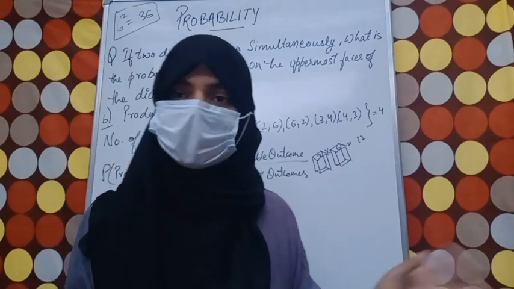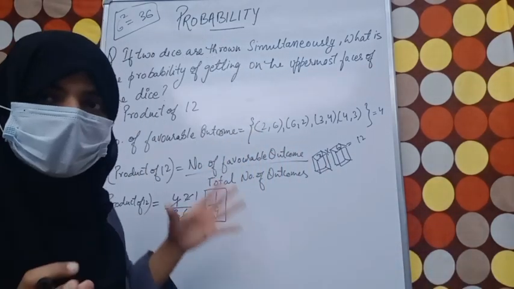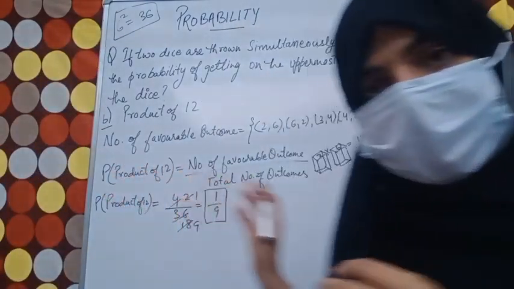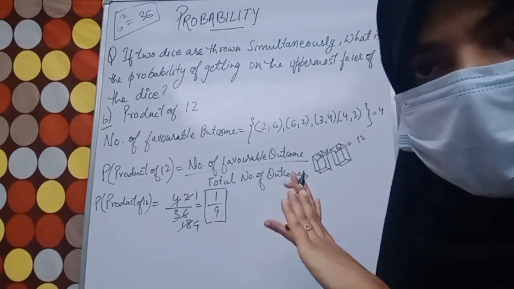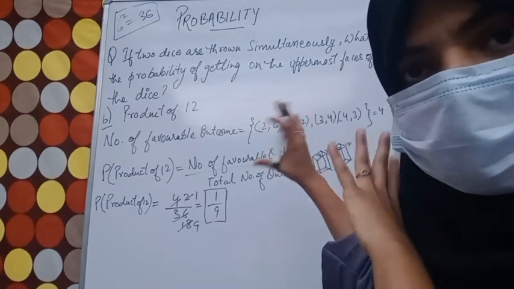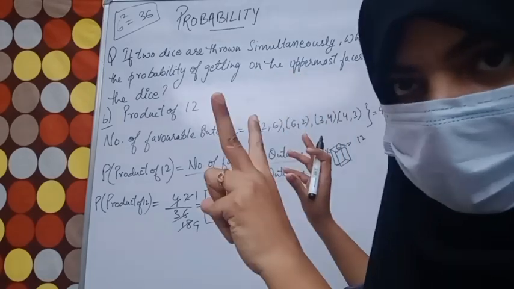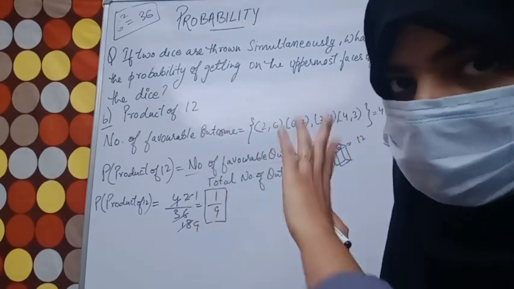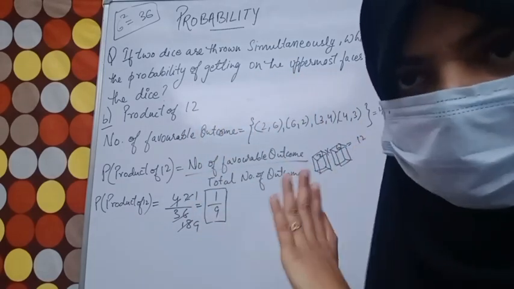Now we will be doing the next part. Is the point understood? What did we do? In this particular question, from the starting, what was the question? 2 dice are rolled. How many outcomes will there be? 36. 6 to the power 2 will give 36.